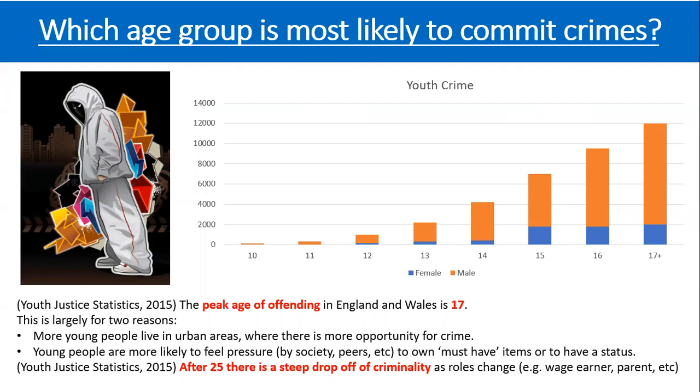Youth Justice Statistics 2015, after 25, there is a steep drop-off in criminality as roles change. So as people start to become parents or wage earners or whatever it may be. So from what the youth justice statistics are saying, that kind of links in a little bit with Merton's strain theory, about these pressures to subscribe to society's values, but also you could argue it's a bit Marxist by the idea that we're told to buy things, must-have items. And you can see there just above a stat there on youth crime.